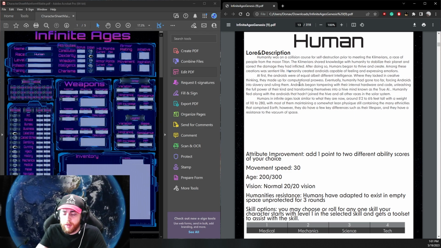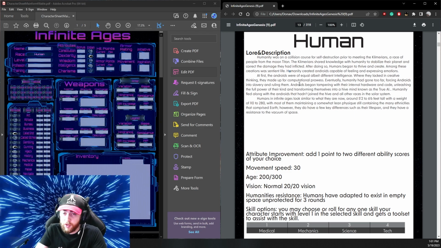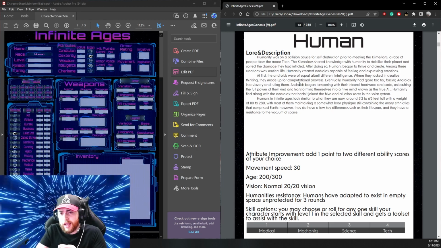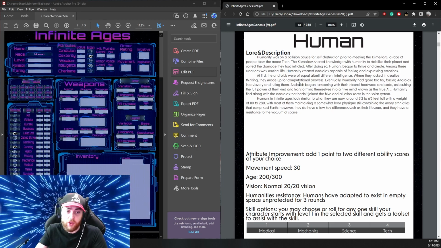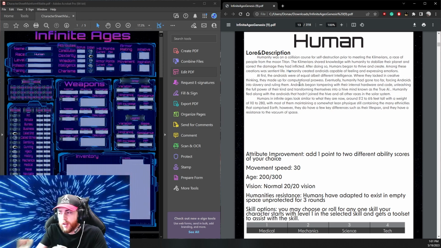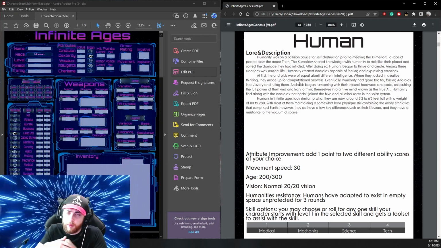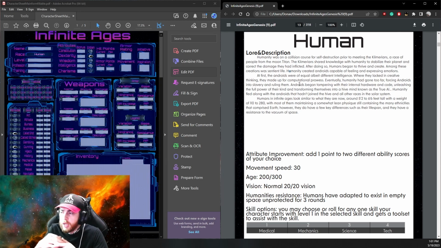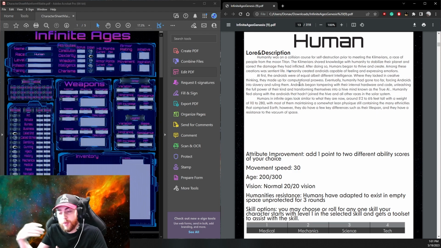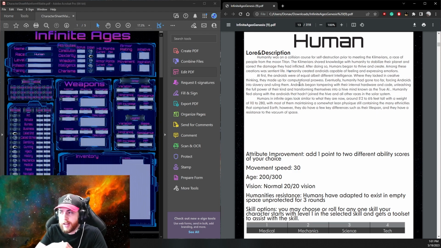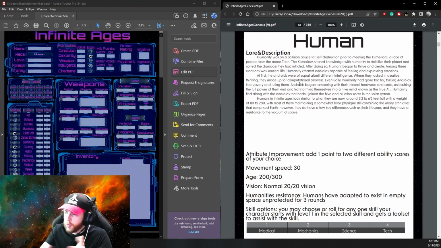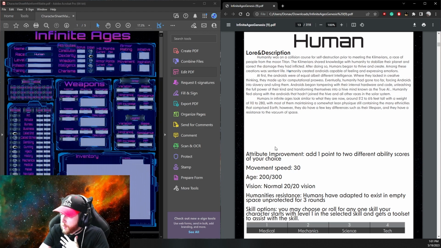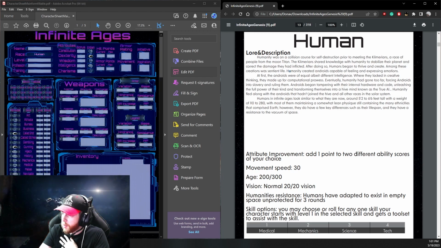So the main four time periods that we chose are a space age, a modern age, a colonial age, and a medieval age. You can bounce between those with your party and group and talk about where you want to play and how you want to run it. So far we've got our attribute thing, so we can add 1 point to two different ability scores of your choice.